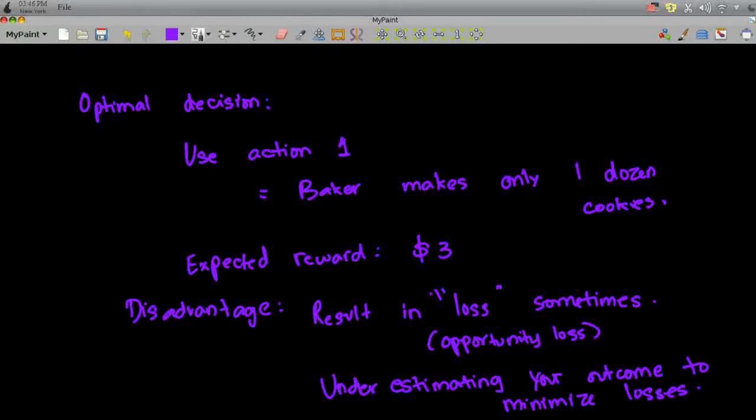So although the Maximin rule is a great rule, sometimes it is not the best strategy. I hope you understood the Maximin rule. The next rule that's going to come is the Maximax rule.